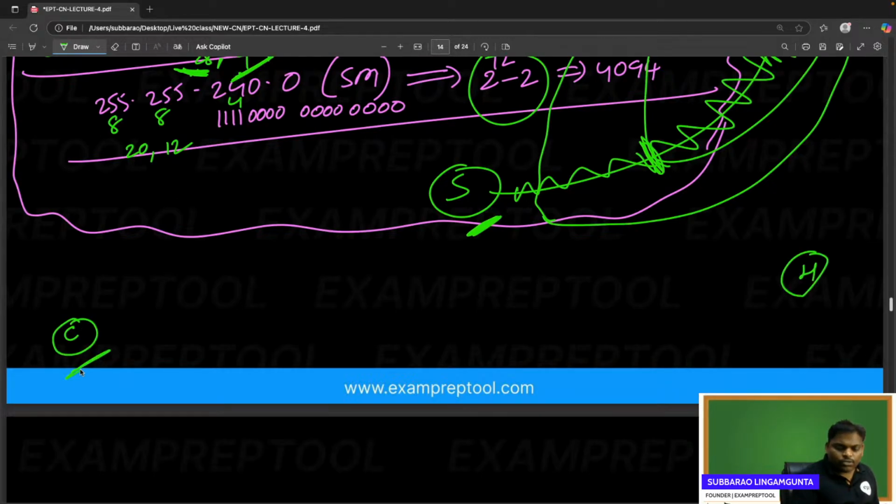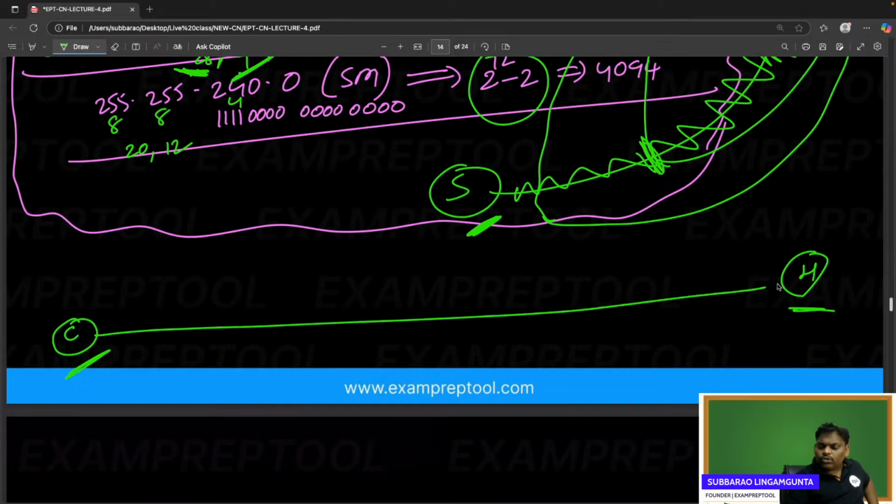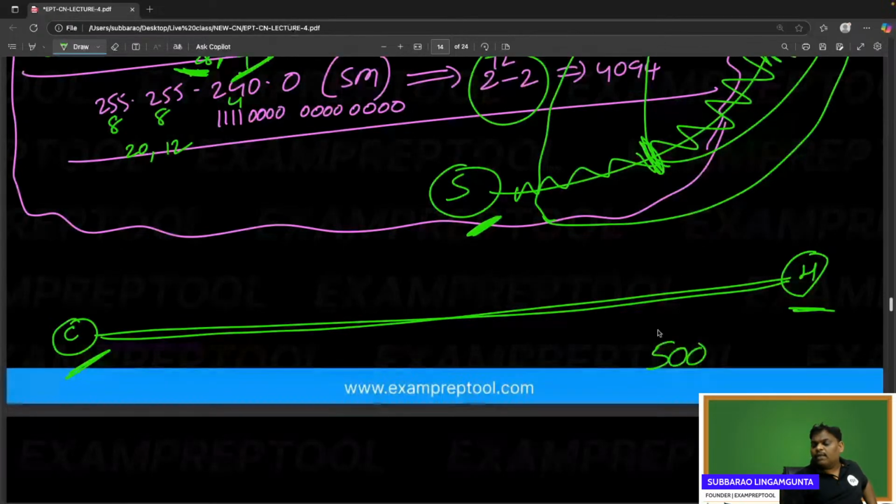This is your college. This is your house. Let us assume your college is somewhere and your house is somewhere. When you are going from your college to your house, suppose in between there are so many villages. Let us assume 500 villages are there between college and house.